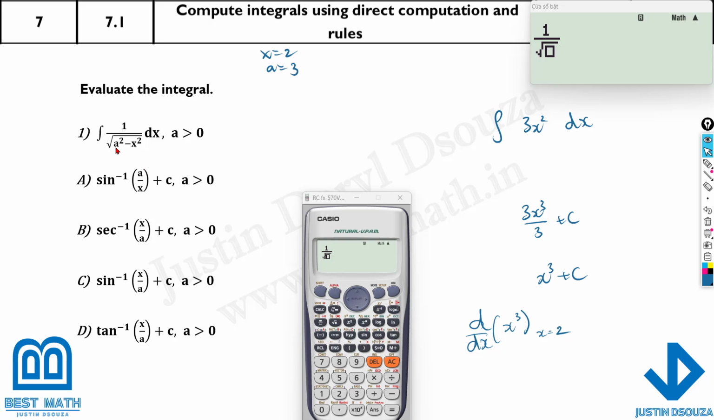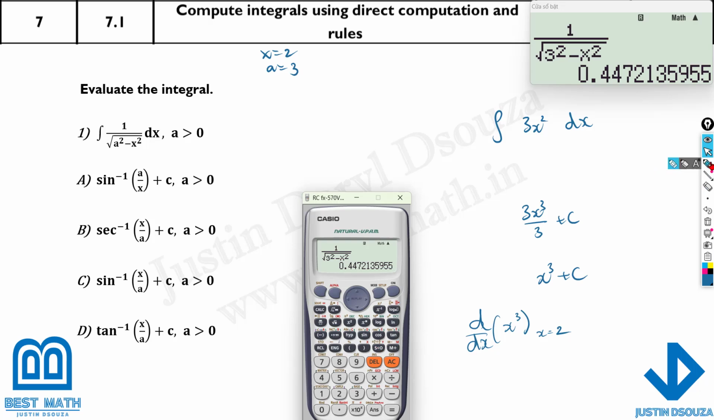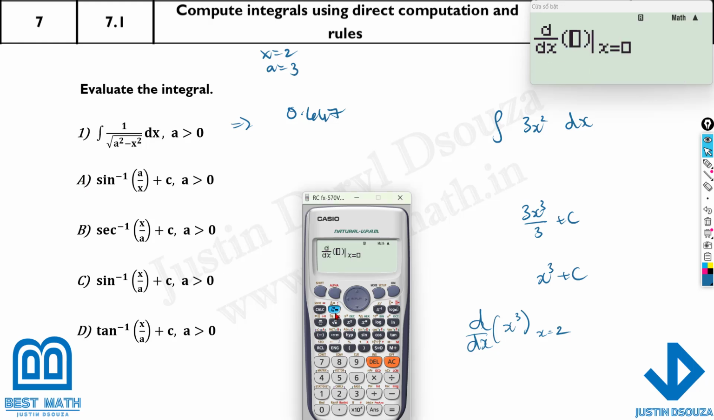But here now, we will substitute a as 3, so 3 squared minus x squared. Make it a habit to put x as x itself. And then calculate what is the value at x equal to 2. Now I got this value 0.447, 0.44772. Then I will have to find the derivative, shift d by dx of all these 4.